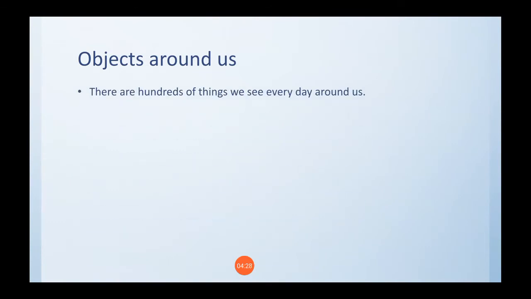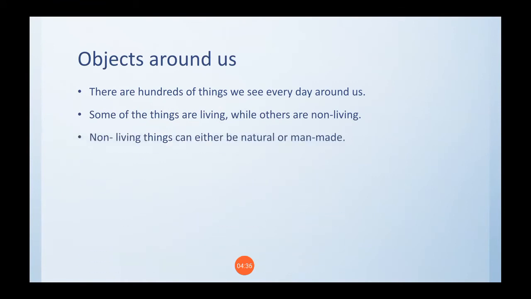There are hundreds of things we see every day around us. Some of the things are living while others are non-living. Non-living things can either be natural or man-made. Now, what type of material is used to make an object? So, here we are going to see the things explained here.